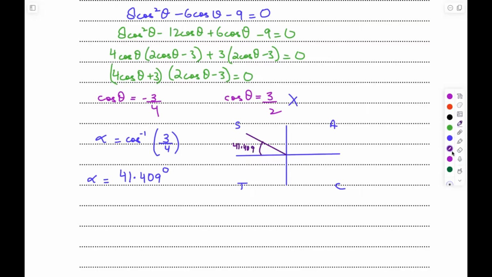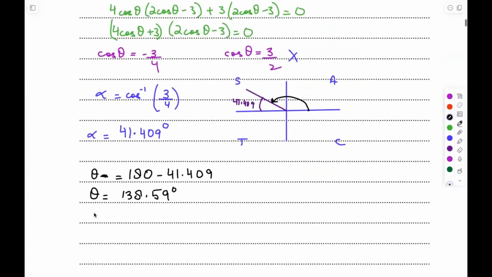Once we have made the basic angle, now we can find the value of theta by taking the angle anti-clockwise from the x-axis. So theta will be equal to 180 minus 41.409, and 180 minus 41.409 is 138.59 degrees. As we have to give our answer in angles to one decimal place, the final answer will be 138.6 degrees.